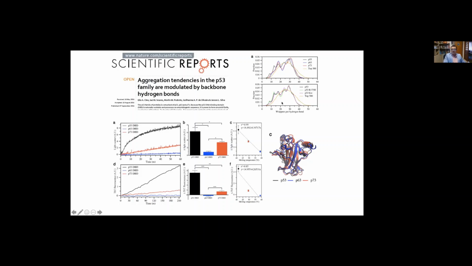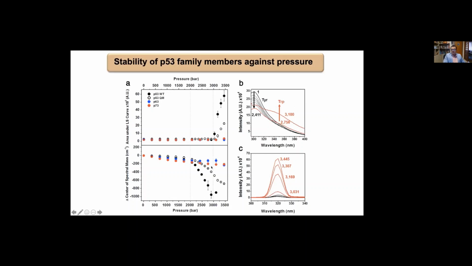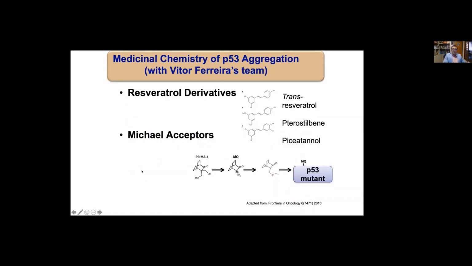And in this paper, we tried to correlate this with a lower exposure of backbone hydrogen bonds. There is also a correlation, again looking at high pressure, that p63 and p73 are much more stable against pressure. So we decided to look for possibilities of preventing the aggregation using some compounds. I won't go through all the compounds we have tested, just some examples.